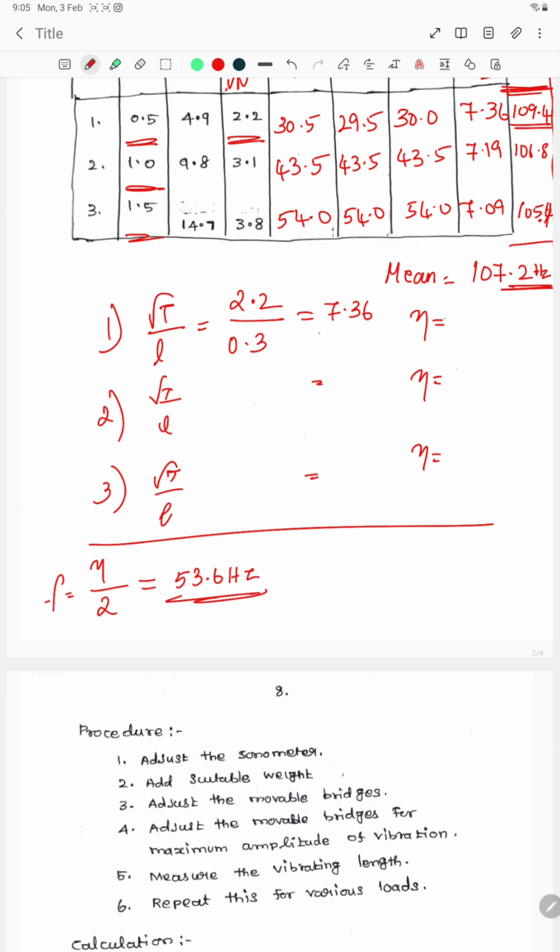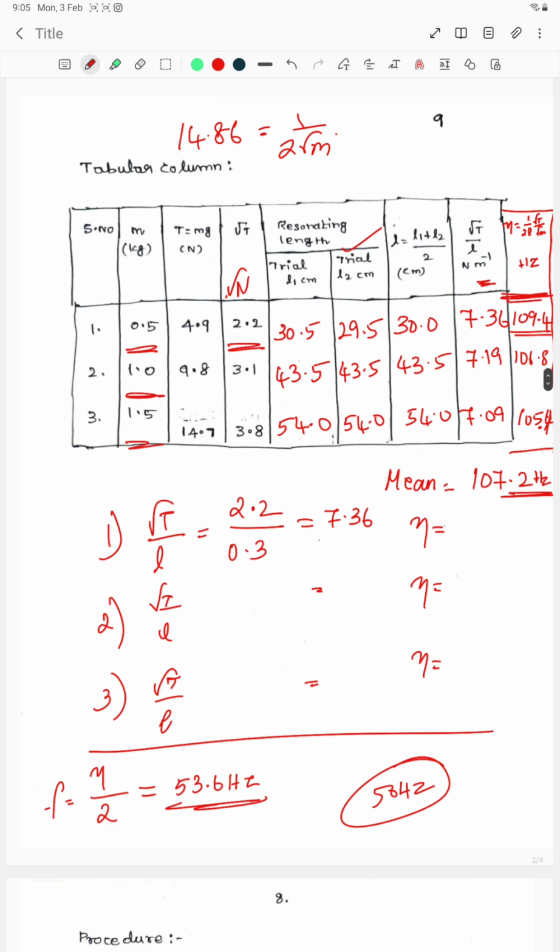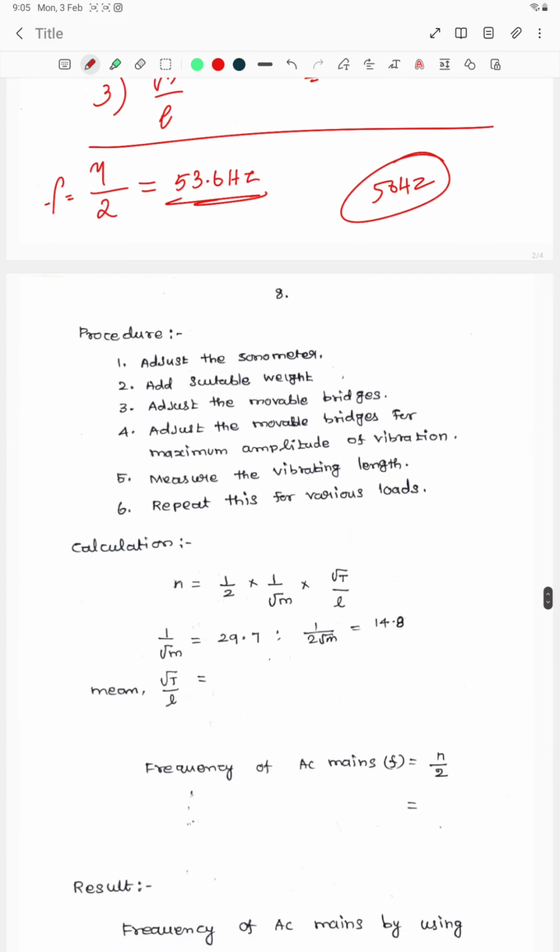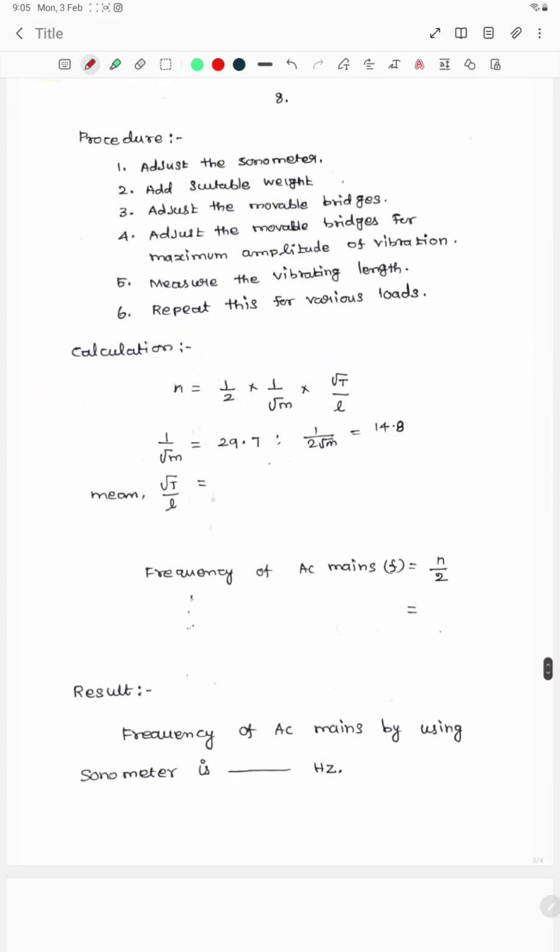So this is slightly higher than the original value; the original value should be around 50 hertz. But this is just an example calculation. Whatever readings you take in your lab, depending on that you will write the values. This is just an example of how you have to perform the calculation. Here you can fill all the readings, and then the frequency of the AC mains is 53.6 hertz. Everywhere you have to mention the unit, and finally the frequency of the AC mains using the sonometer is 53.6 hertz.